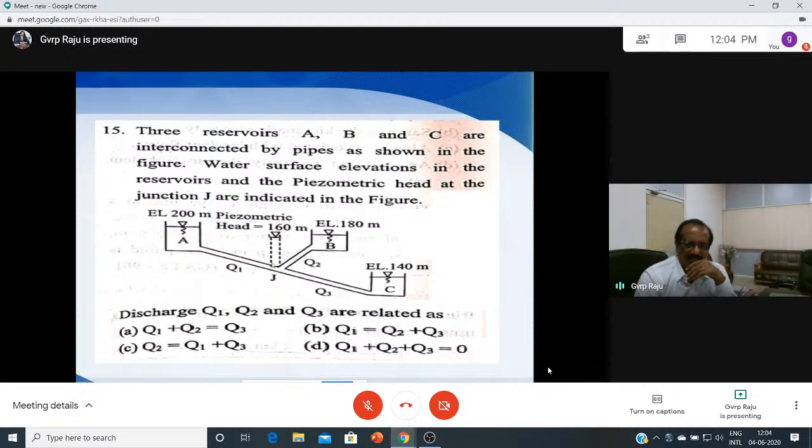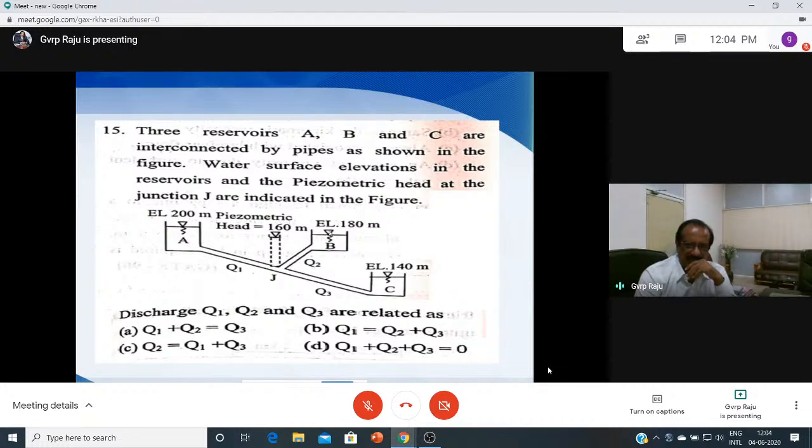The energy level is 200 here, it is 160 here, then the flow is from A to J. So that means the Q1 quantity of water is flowing from A to J. Then at this location, what exactly happens at the junction? The energy level at point B is 180 and this is 160.